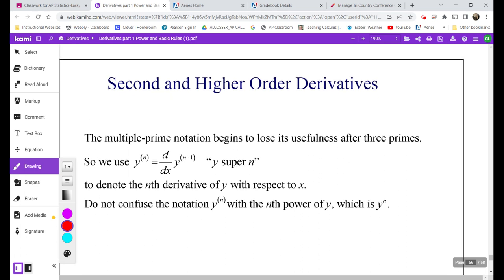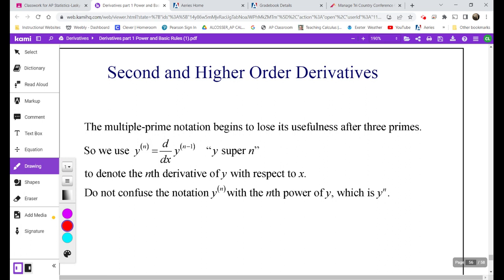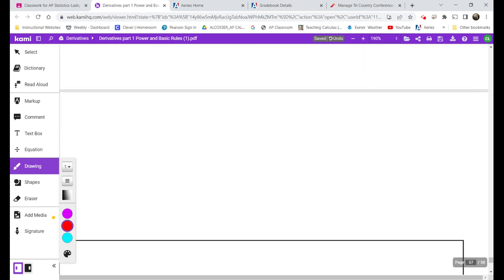So don't worry about the second and higher order derivatives. We just deal with those. The nth derivative could be like y equals x to the 3/5. We've already talked about those. So that's an nth power. So we're not worried about those.